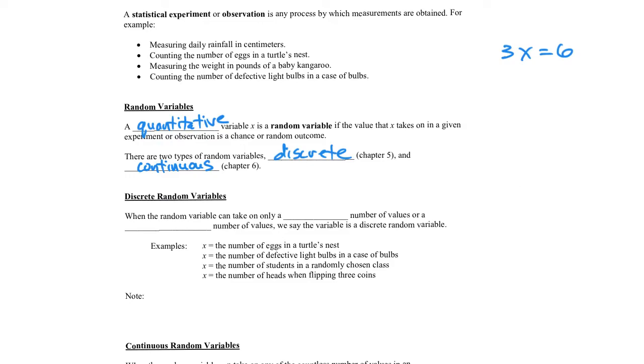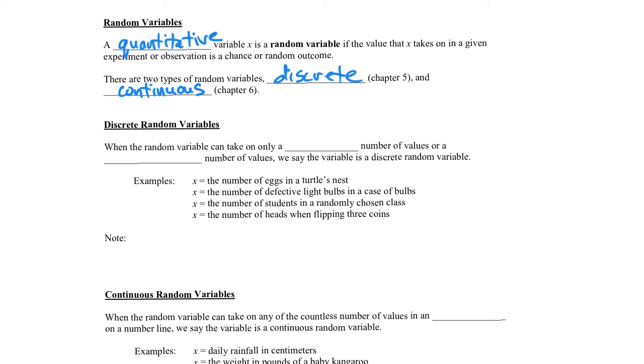So for these discrete random variables, we say this: when the random variable can take on only a finite number of values or a countable number of values. Countable just means it's not like it can take on every value on the real number line between, say, 1 and 2, because there's an infinite number of them and you can't pair them with integers.